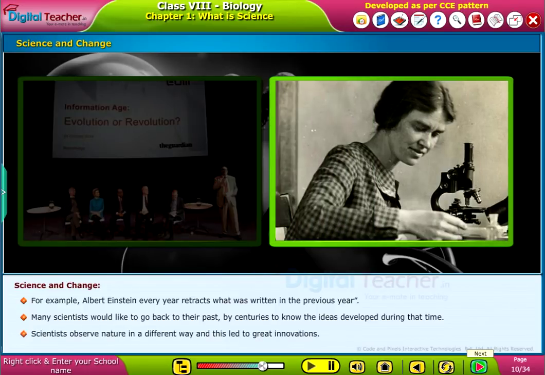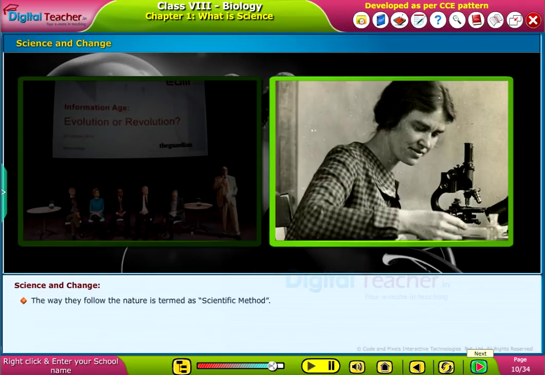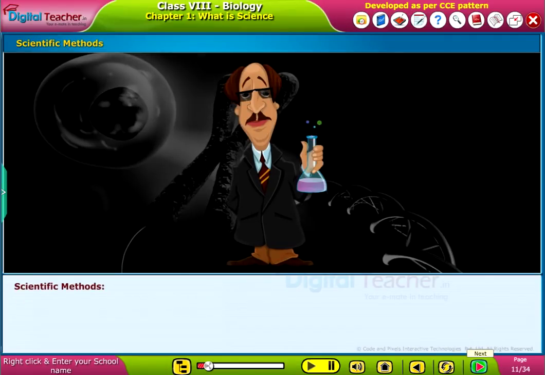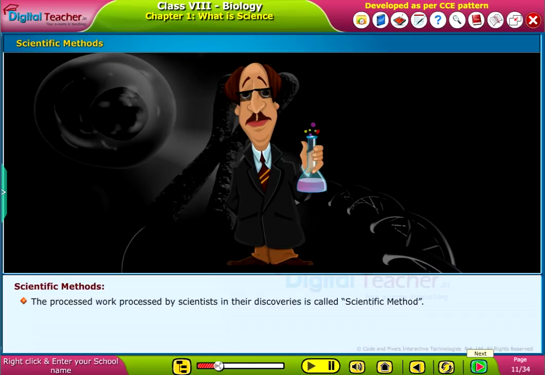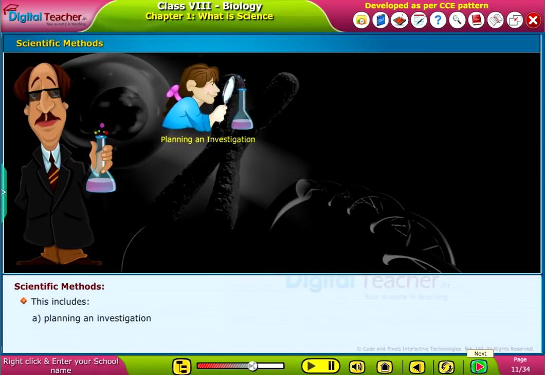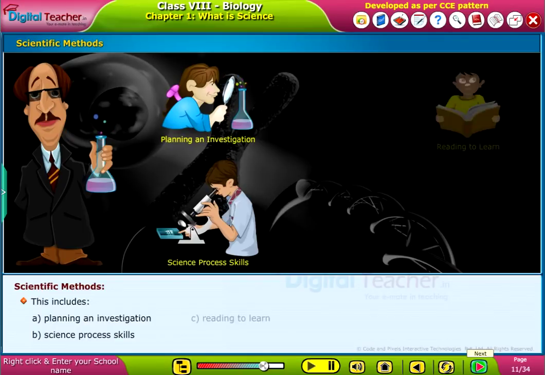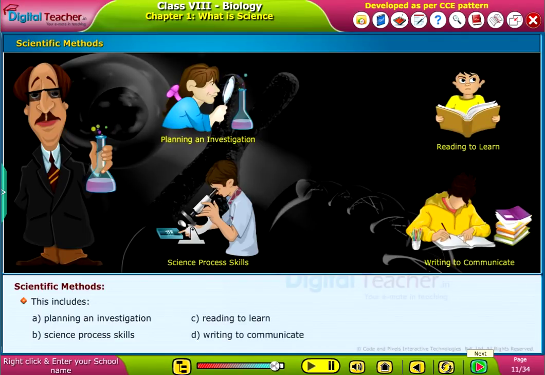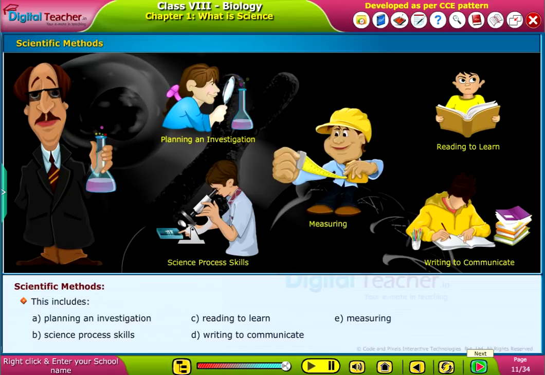Scientists observe nature in a different way, and this led to great innovations. The way they follow the nature is termed as scientific method. Now, let us observe how they follow the scientific methods. Scientific methods. The process worked by scientists in their discoveries is called scientific method. This includes planning and investigation, science process skills, reading to learn, writing to communicate, measuring.